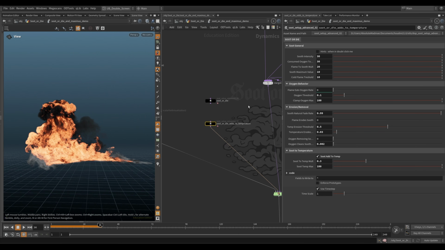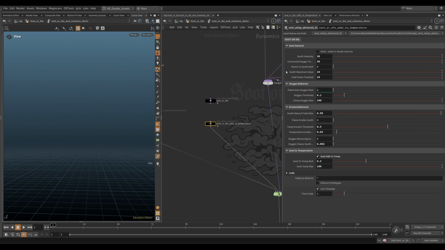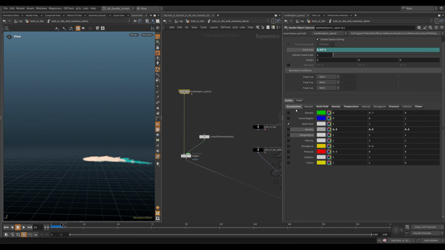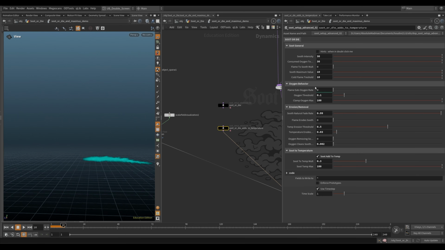So, okay, let's remove this one. I might put this in a separate parameter. Not sure yet. Because the main thing is actually when flame starts eroding. When flame starts eroding, our oxygen, that creates the incomplete combustion.